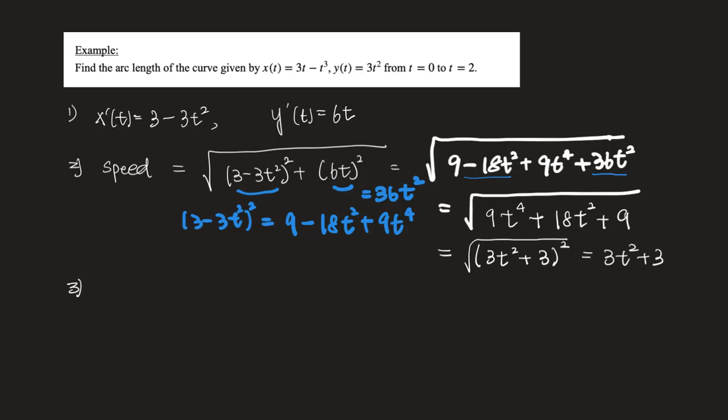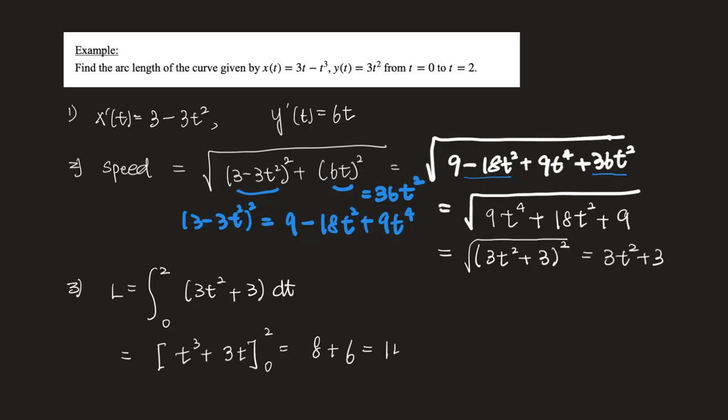Now, let's find the distance the object travels, or the length of the arc. That's going to be the integral from 0 to 2 of 3t squared plus 3 dt. The antiderivative of 3t squared is t cubed, plus 3t, from 0 to 2. This is going to be 8 plus 6. That's going to be 14. That's what we calculate for this one, guys. Understand that?